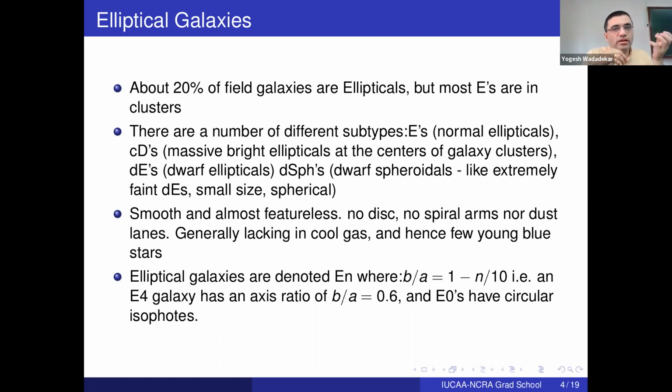They are denoted by the letter E and a number N after that, where b by a, which is the ratio of the semi-minor axis to the semi-major axis of the ellipse, is equal to 1 minus N by 10. So for example, an E4 galaxy, where N is obviously 4, will have a b by a ratio of 0.6. And E0s, of course, have circular isophotes.